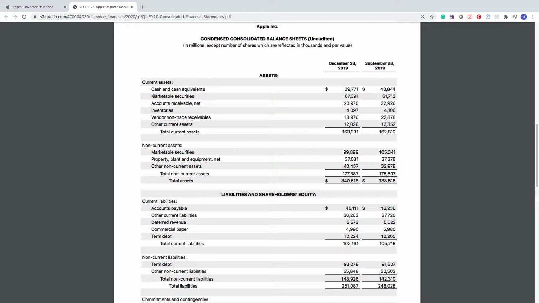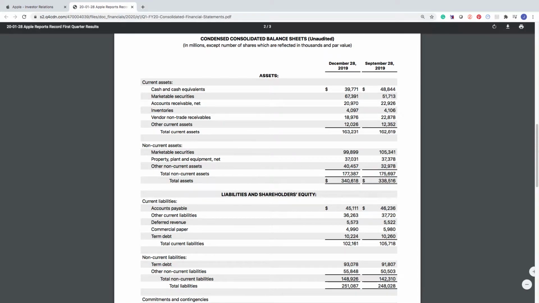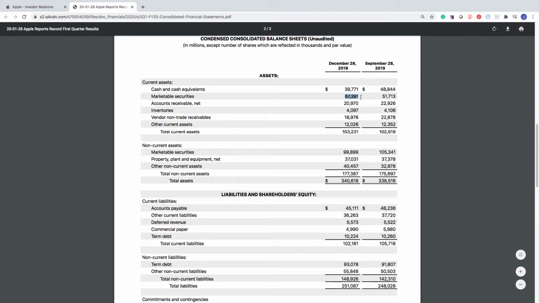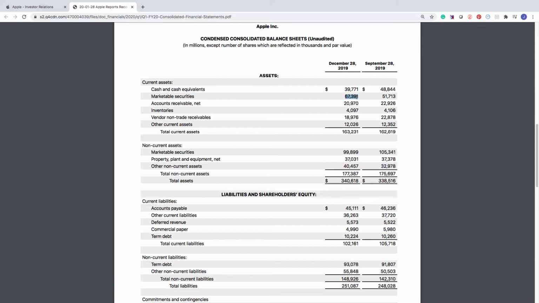Next, we've got marketable securities. Now, what are marketable securities? These are financial assets like stocks or bonds, which effectively Apple buys instead of just holding cash. Why would they do it? Because it's not very efficient to just hold cash all the time. Marketable securities effectively give you some return on that cash. But these are very liquid securities which Apple can quickly sell and get cash for if needed. So you'll see here that Apple actually has around 67 billion of marketable securities.